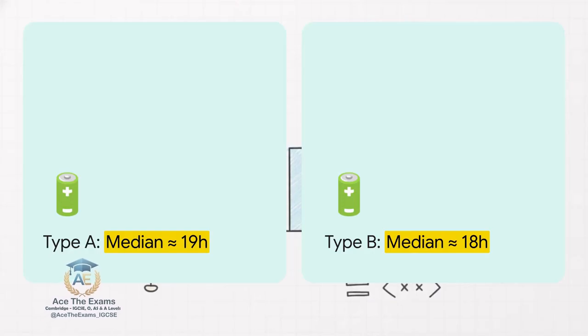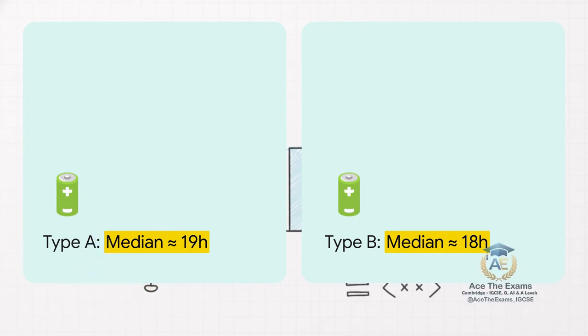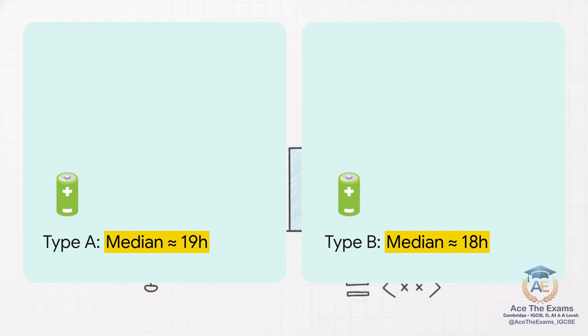So, by drawing those lines, we see the median for type A is approximately 19 hours, while the median for type B sits at about 18 hours. This tells us that, strictly on average, type A batteries last 1 hour longer than type B batteries. But hey, remember, the median is just an average. It represents the 50th percentile. It absolutely does not guarantee that every single type A battery will automatically outlast a type B battery.